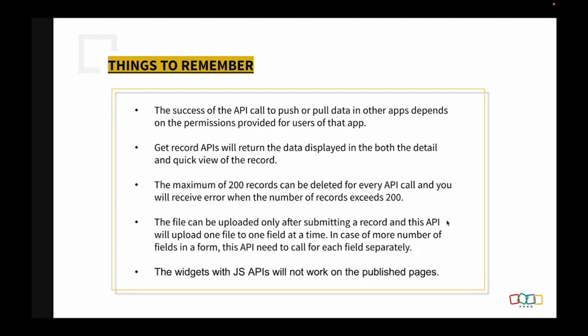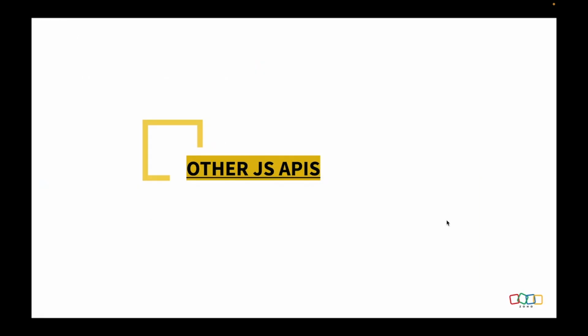And in a single API call, only a maximum of 200 records can be deleted. And finally, an important thing is JS API will not work on a published page. And let's also see there are a few more JS APIs available for different use cases and different scenarios that can be used. Let us see those one by one now.